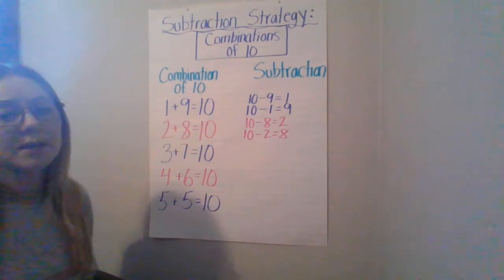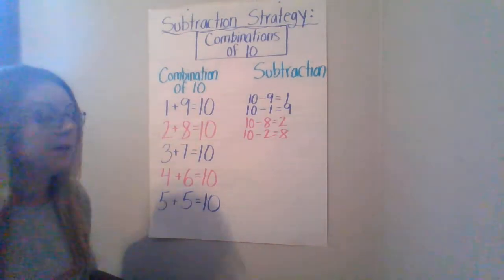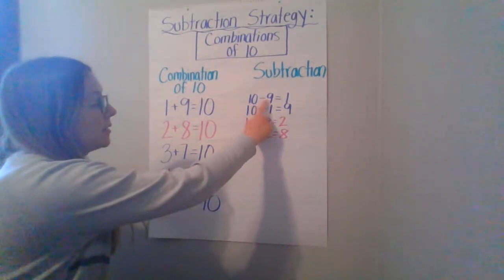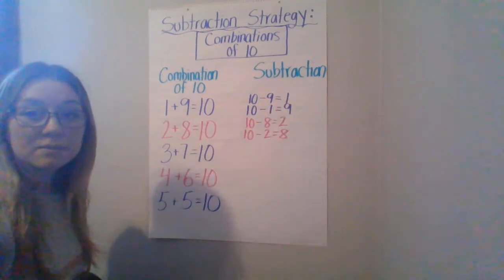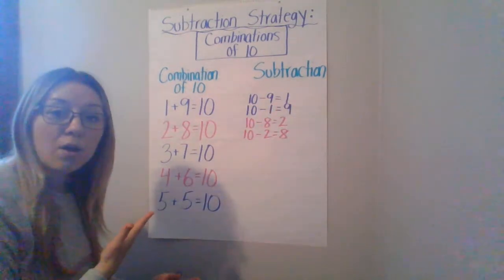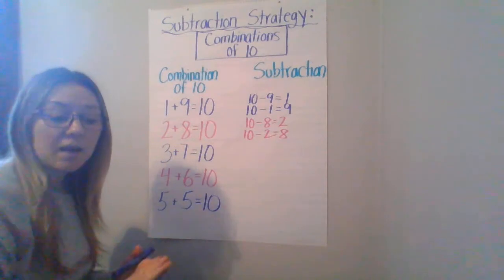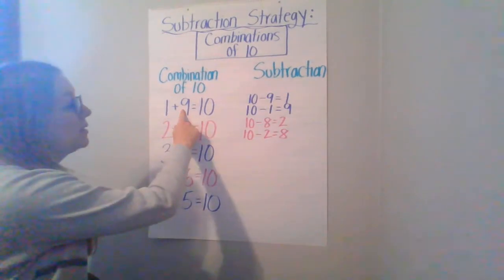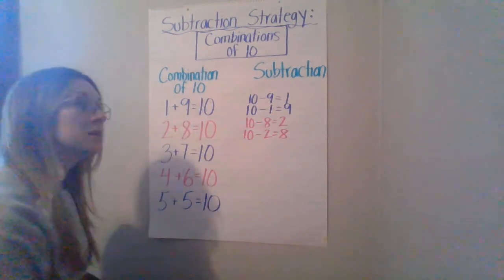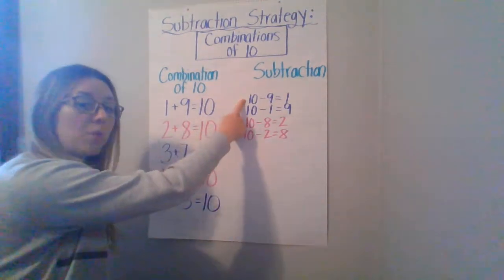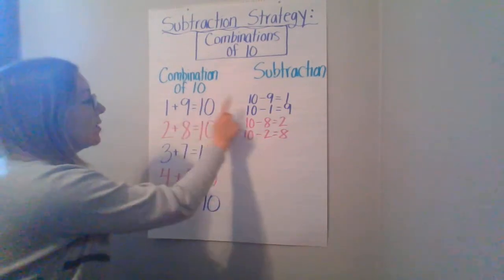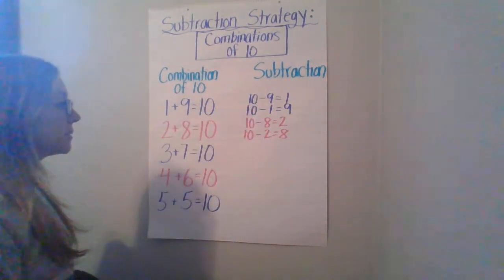So if we know 1 and 9 go together to make 10, we know that 10 minus 9 must be 1, because that is the opposite fact, and that is in the fact family with 1 plus 9 equals 10, or 9 plus 1 equals 10, or 10 minus 9 equals 1, or 10 minus 1 equals 9. So knowing this fact can help us with those two problems.